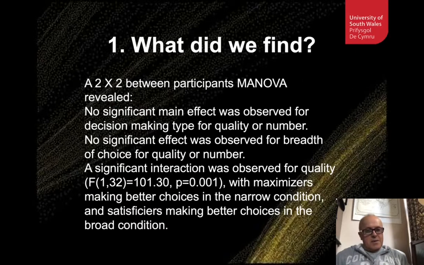And you need to add to that to say which way around that result is: maximizers making better choices in the narrow condition, satisficers making better choices in the broad choice set condition. And I should add onto that as well that there was no significant interaction for number of choices. So the other DV you ought to mention underneath that as well, no significant interaction for that.